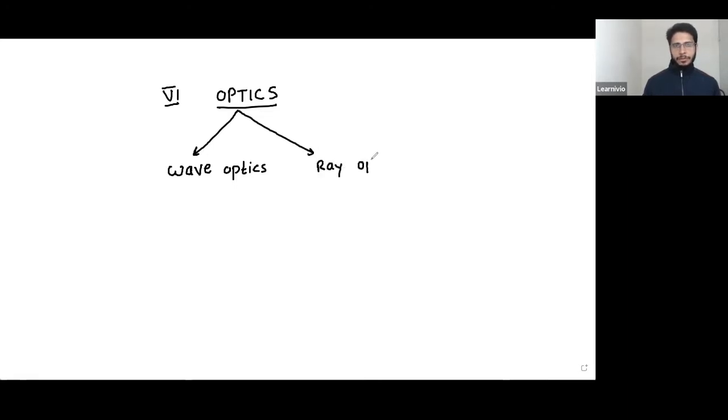After electromagnetic waves, the next unit is the sixth unit, that's optics. We will do electromagnetic waves after optics. So optics can be broadly divided into two parts. The one is wave optics. So we're basically starting book 2 of NCERT. This is wave optics. And another is ray optics. So you have wave optics as well as ray optics.